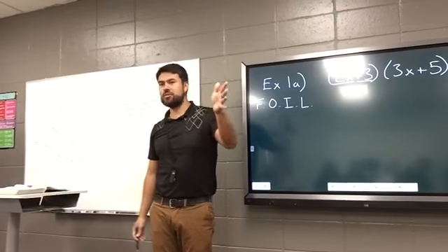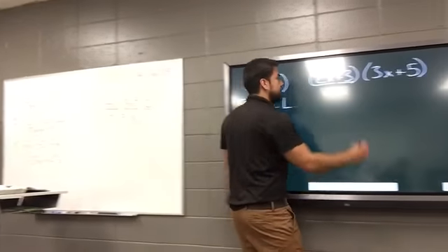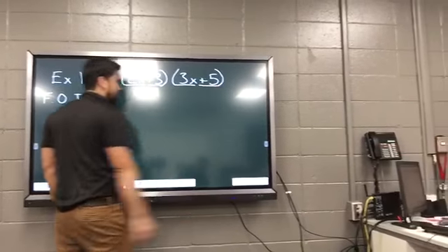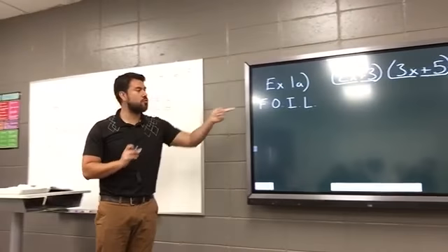Second 2 terms, or the next 2 terms. Jensen? Positive 3x and positive 5. All right, you guys good on that? Because if you know those, FOIL's good.